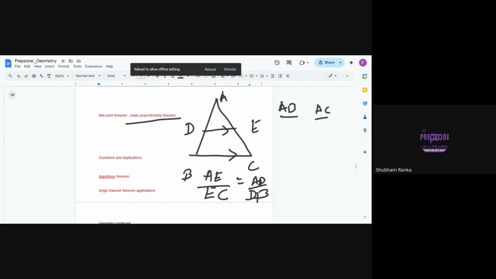If you see, suppose AE was 2 and EC was, let's say, 5. Then if this is 4, what can I conclude about DB? If this is 4, it is 10. Right. This is what basic proportionality means.